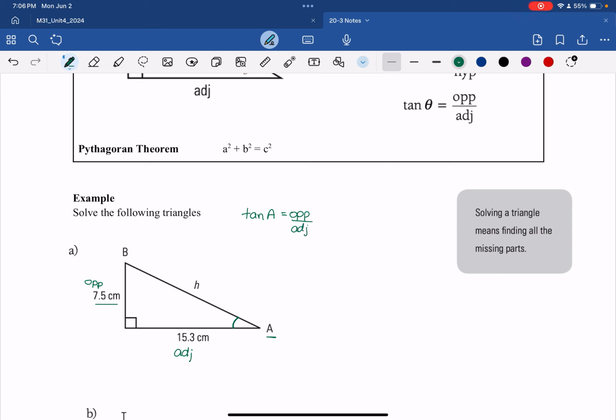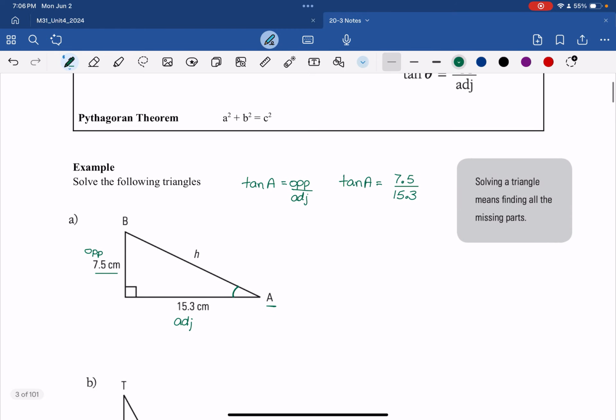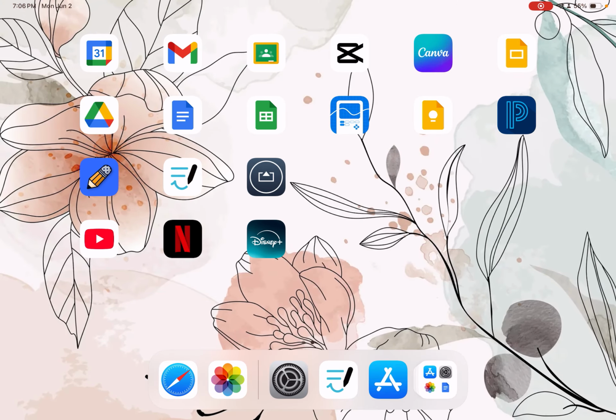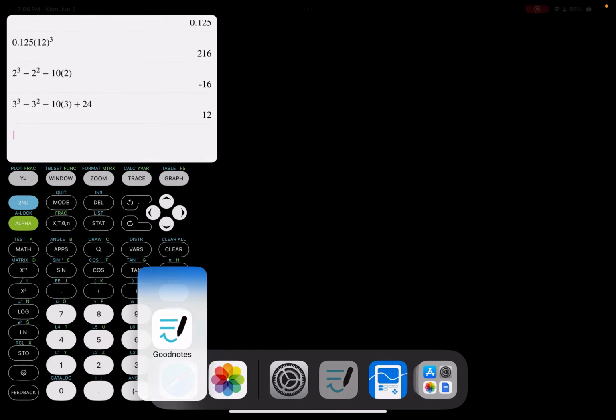Okay, now my opposite side, let's substitute this in. So tan of A is equal to 7.5 over 15.3. Now, whenever you're looking for an angle on your calculator, you're going to use inverse. So I'm just going to grab my calculator here, and so that you can see both things at once.